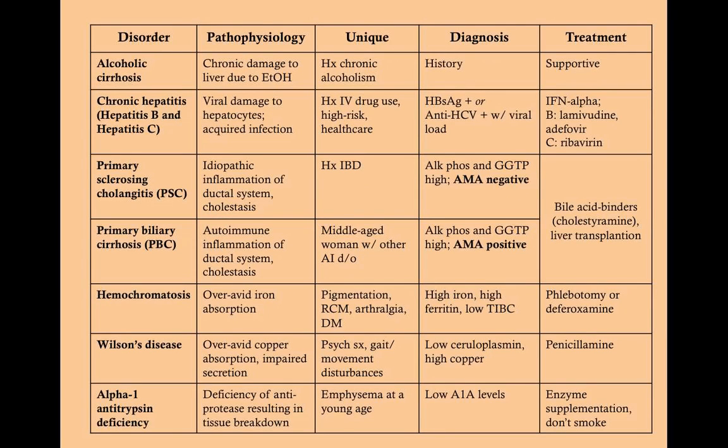So this is just a review of the two acquired causes, the two idiopathic causes, and the three inherited causes of cirrhosis. Most important, what I want to point out real quick here, the difference between PSC and PBC is the kind of patient it happens in, and the fact that in PSC the AMA will be negative, in PBC the AMA will be positive, but we're going to treat these the exact same way. And that is it.